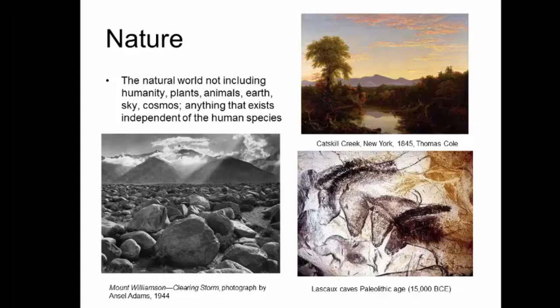Now, of course, the human species is a part of nature, but because art making is so tied to the human experience, we have a separate theme for human beings. So the theme of nature describes everything else that's a part of nature. So, for example, with these images, you see trees, you see the sky, you see rocks and mountains. You see horses from the Paleolithic age. All of these things reference nature. That is what I call the first great theme.